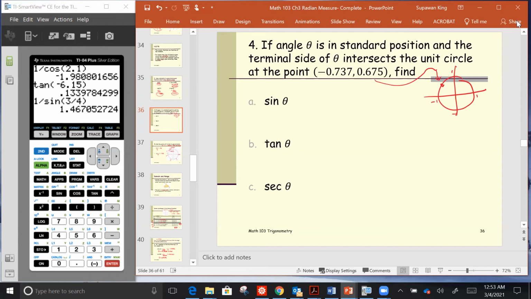We recall that sine of theta for the unit circle is the y value. Basically, the ordered pair that is provided is the ordered pair x comma y, where the x value represents the cosine of an angle theta, and the y represents the sine of an angle theta. That means the sine of theta is just the same as the y value, which is 0.675. The tangent of theta is y over x. Y is 0.675. The x is negative 0.737.